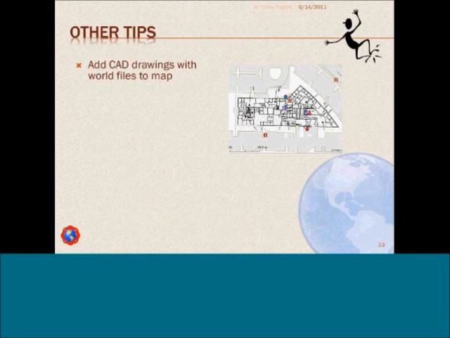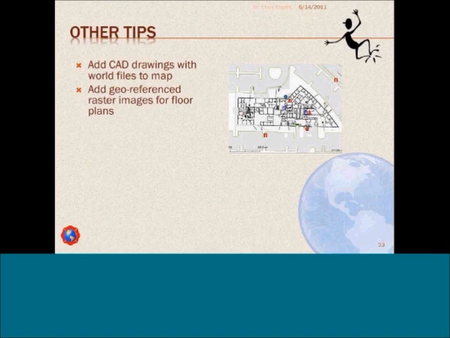So some other tips: you could use CAD drawings that you get from architects and georeference them into the map. Or if you're lucky enough, and occasionally I do get these files, if the architect is savvy enough in geographic space, he'll actually georeference it for you. That's something you could do in ArcGIS, or you could do the same thing with raster images.